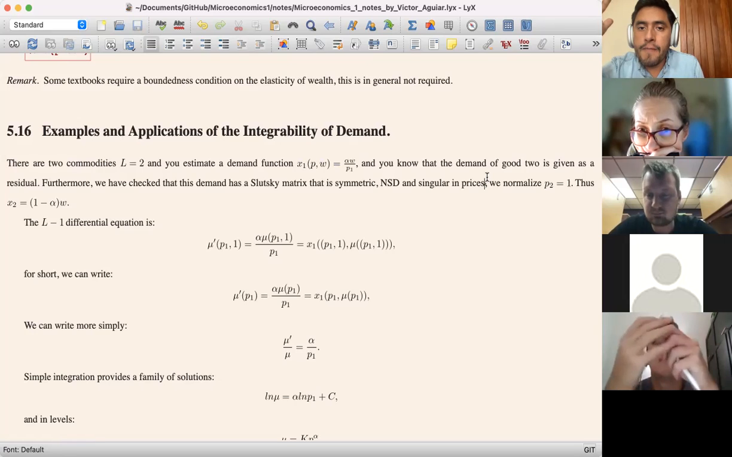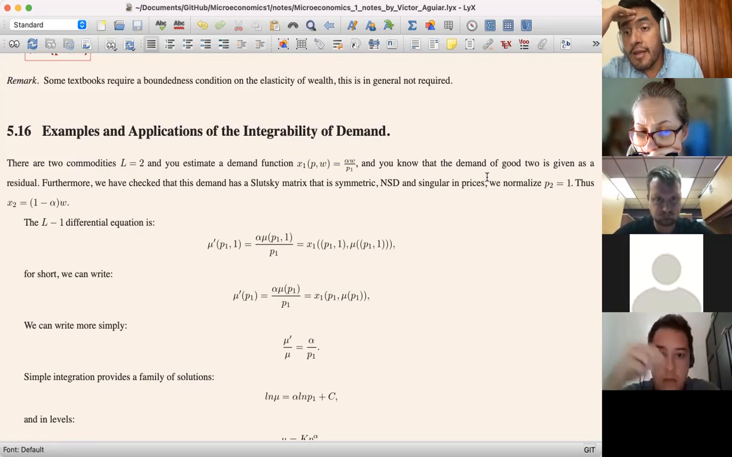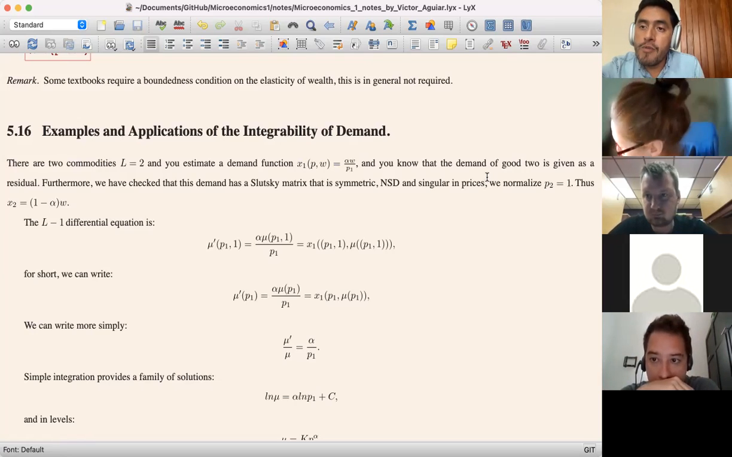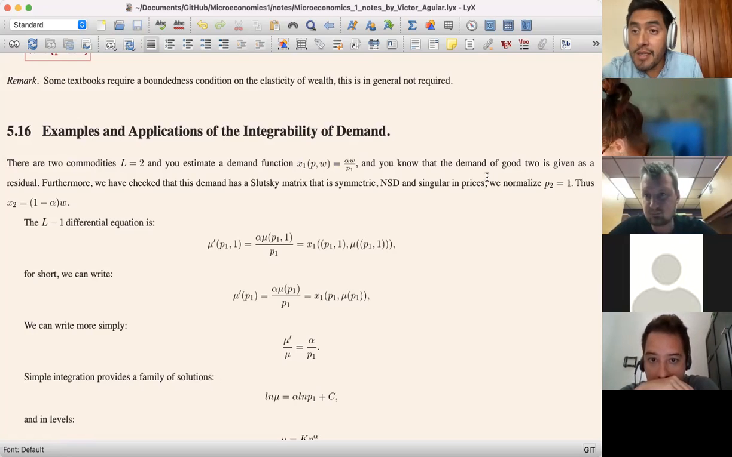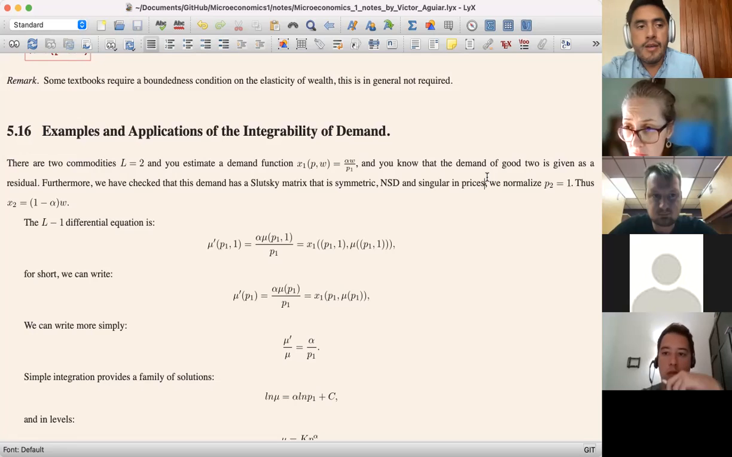So now, after you have checked the Slutsky matrix, we normalize the price of good 2 equal to 1. You can always do this, as I mentioned, because of homogeneity of degree 0, and Walras' law. After verifying the condition of the Slutsky matrix, you can always take one price and make it equal to 1. So we simplify a lot of the results in this particular case. And this is a trick you can always use when trying to do integrability.